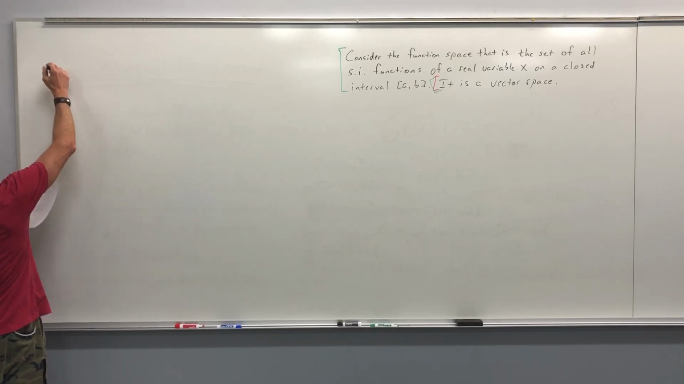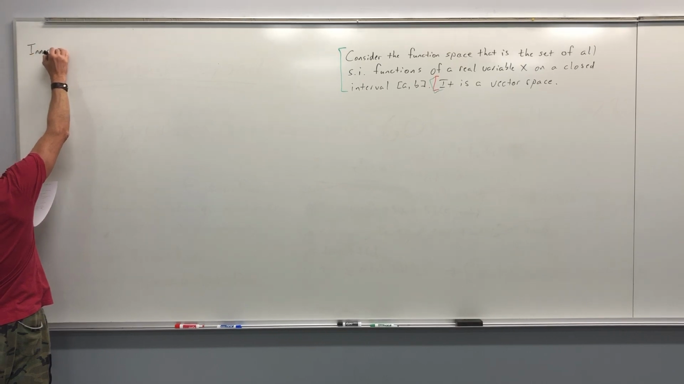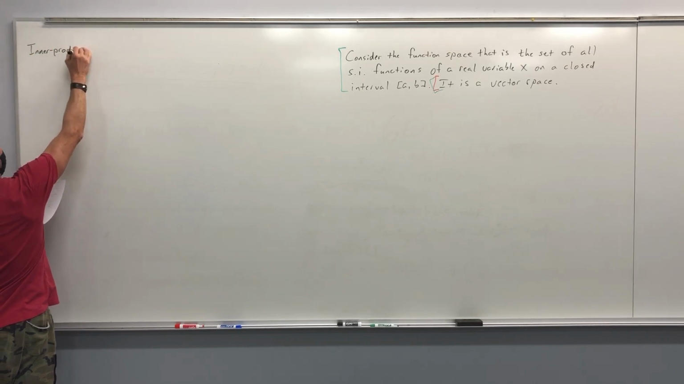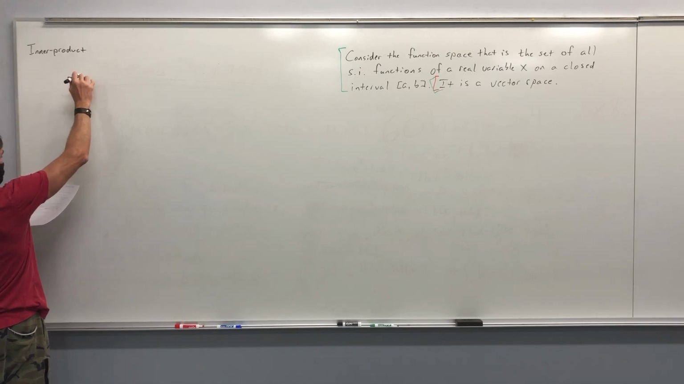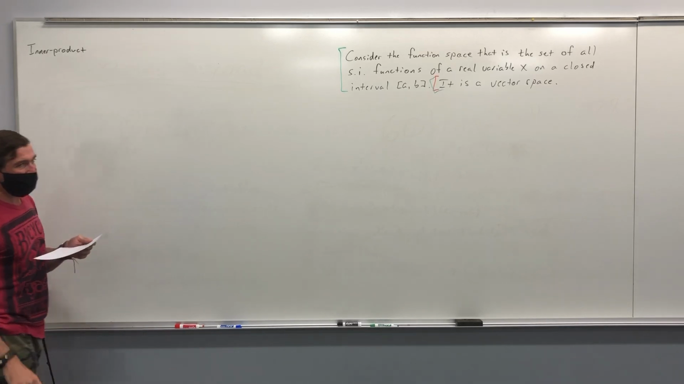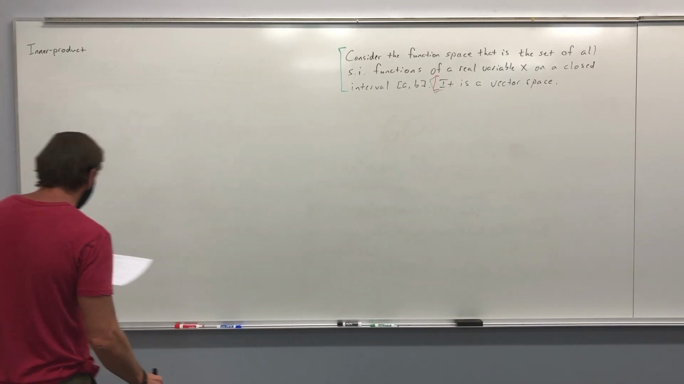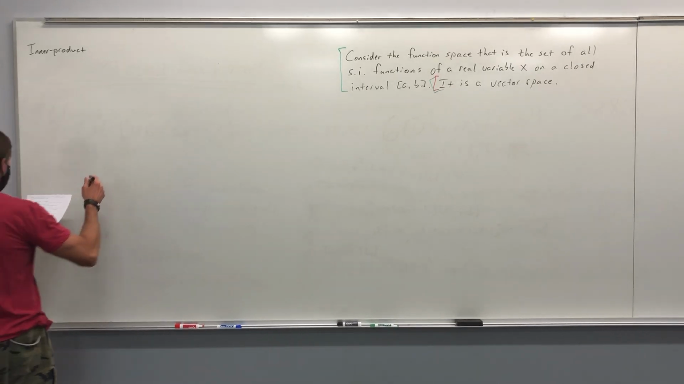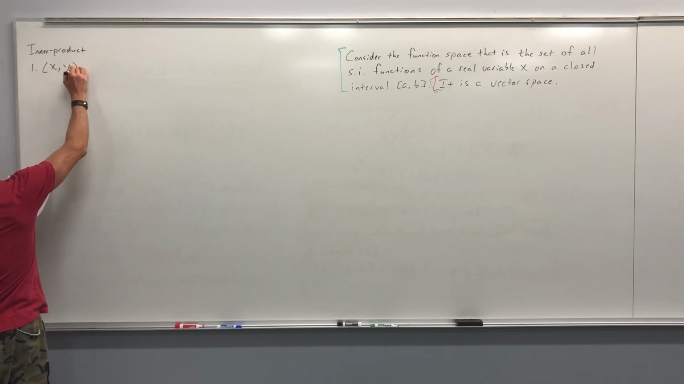Okay. So I'm going to define an inner product. So an inner product can be in a real or a complex vector space. It's a scalar valued function. So you take the inner product of two vectors and it gives you a scalar in the field over which the vector space is defined. And it has three important properties which go into defining it.